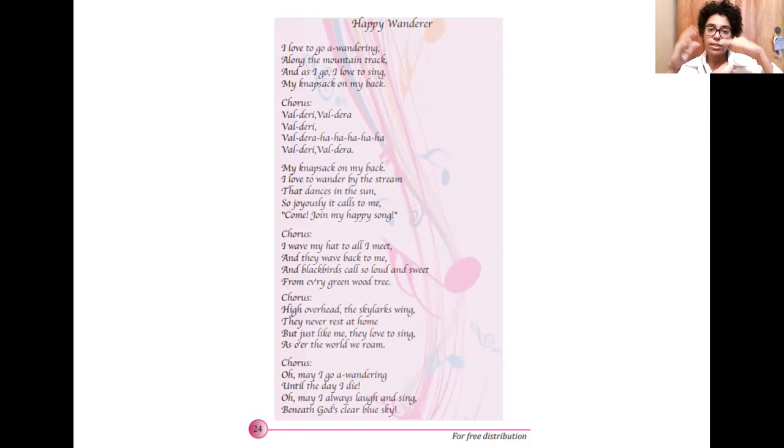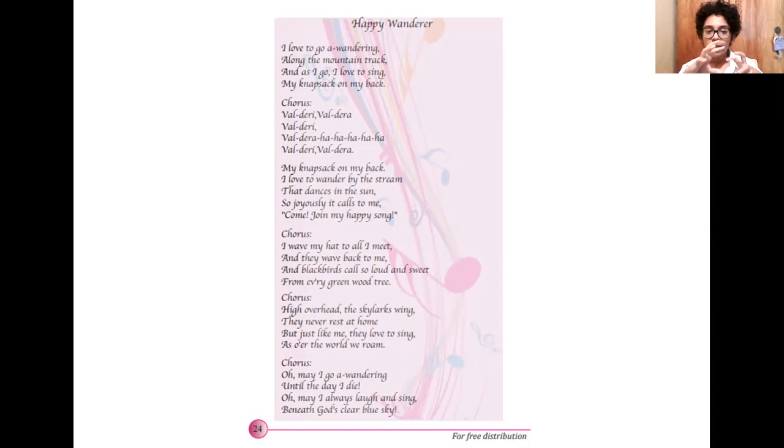When water and sunlight come together, when the light hits the water, the reflection, like the little colors and the white tones that come. That is what he's saying, that dances in the sun, right? So joyously it calls to me, come join my happy song.